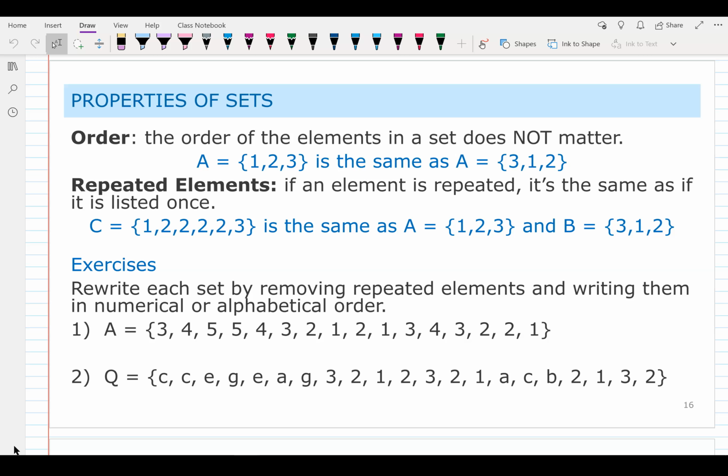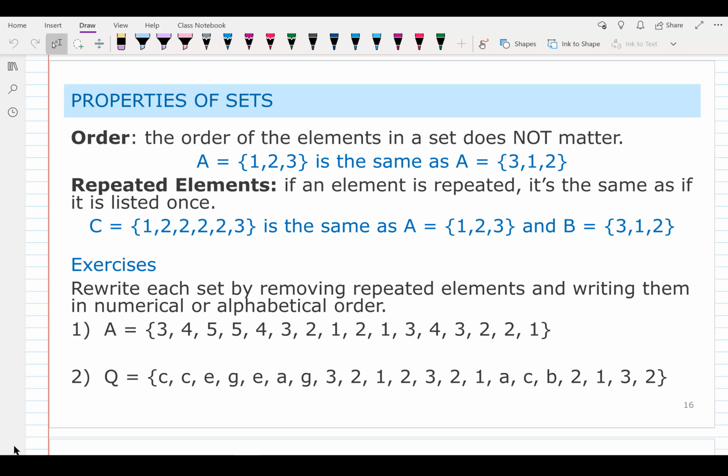And mostly what we're going to be covering today is what's called subsets, which is when elements of one set can be found in another set. But we'll get to that when we get to it. First, let's go through some basic properties of sets. Two things that you should be aware of: the order of a set and the repeated elements in a set.